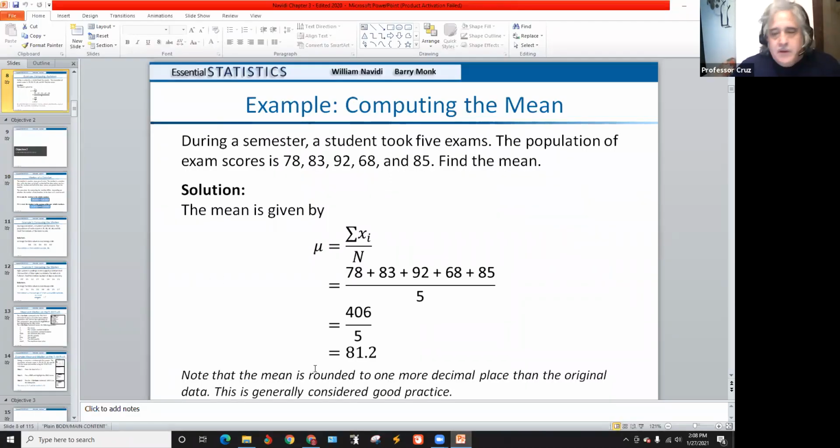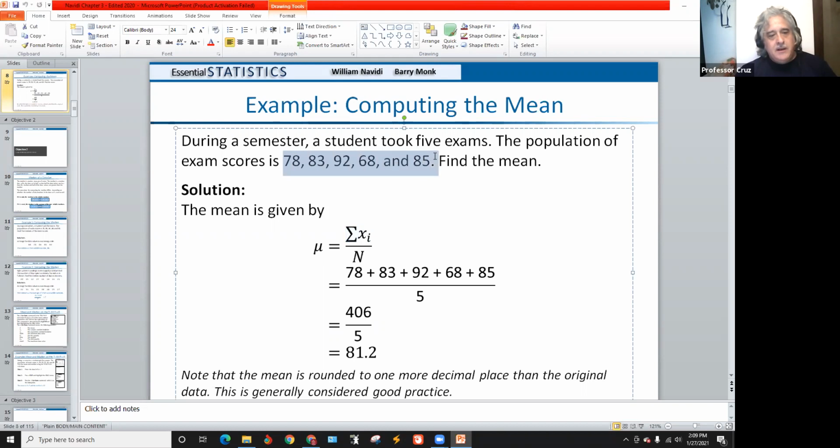All right. So here was the mean. It's got a fancy looking formula, but all this little thing up here just means that little thing right there, Greek sigma, just means the summation of all the x values, and then divide by n, which is the number of x values. So here was the data set we had: 78, 83, 92, 68, and 85. In the numerator, add them up, it's 406. And then there are 5 pieces of data, so you divide by 5. And so your mean score is 81.2.